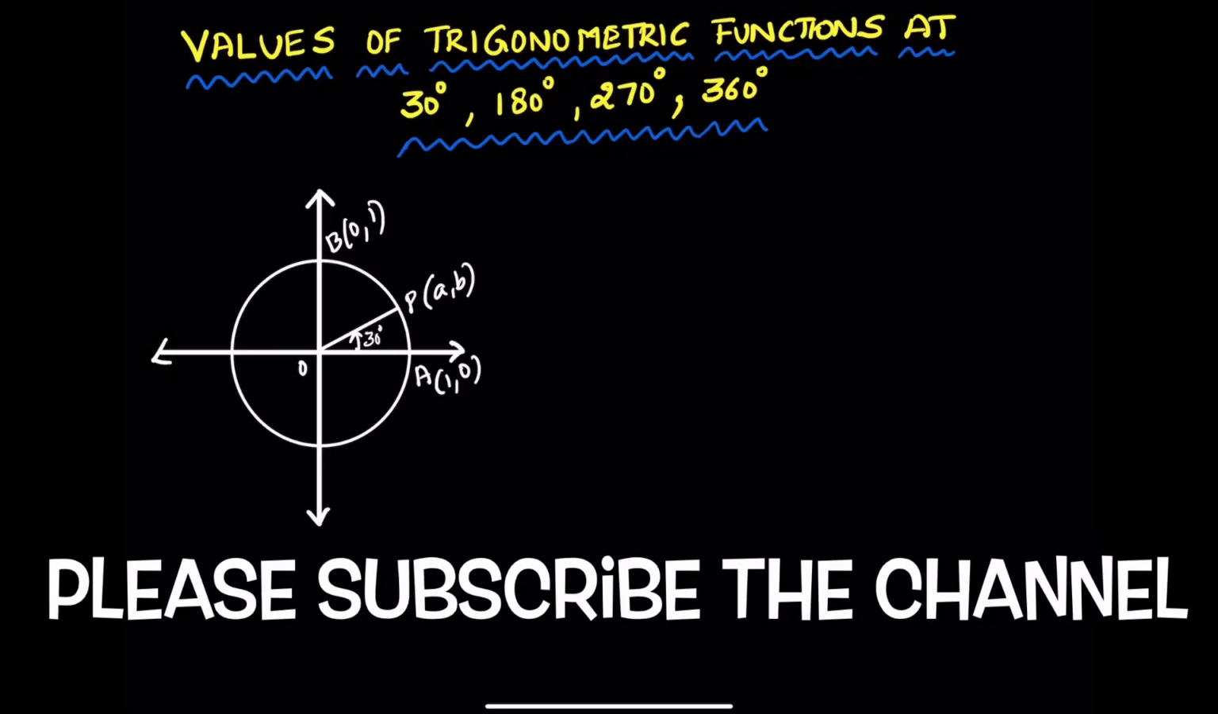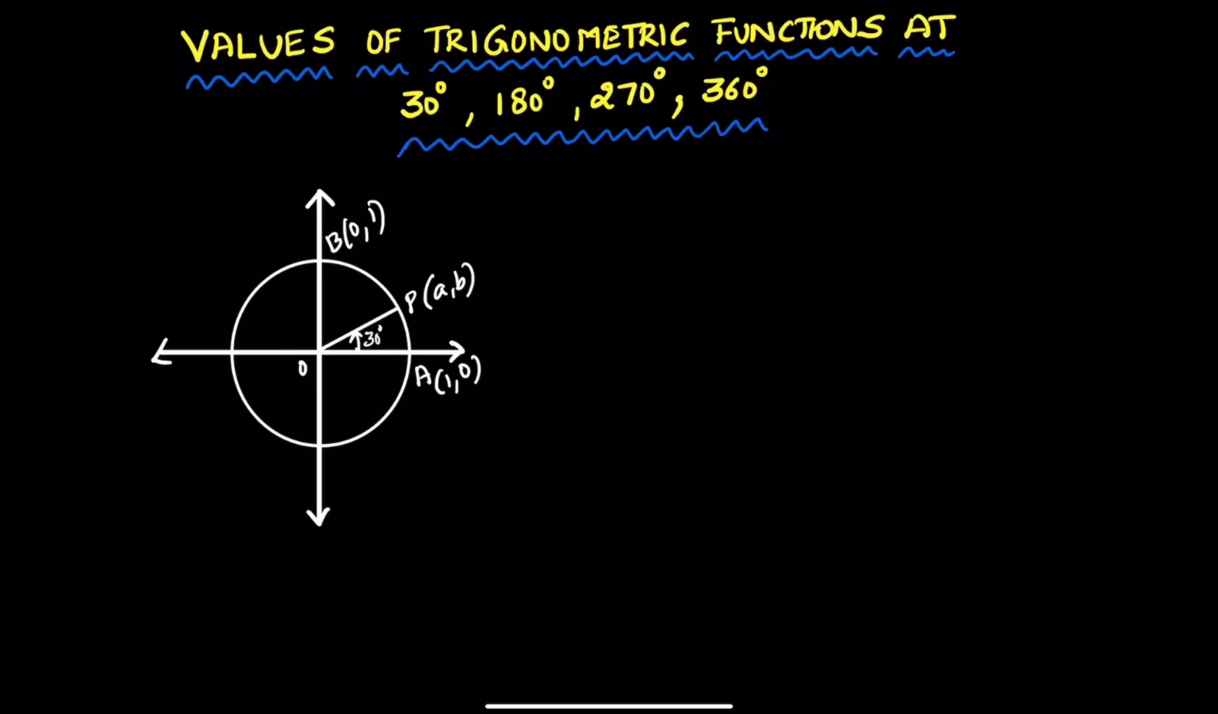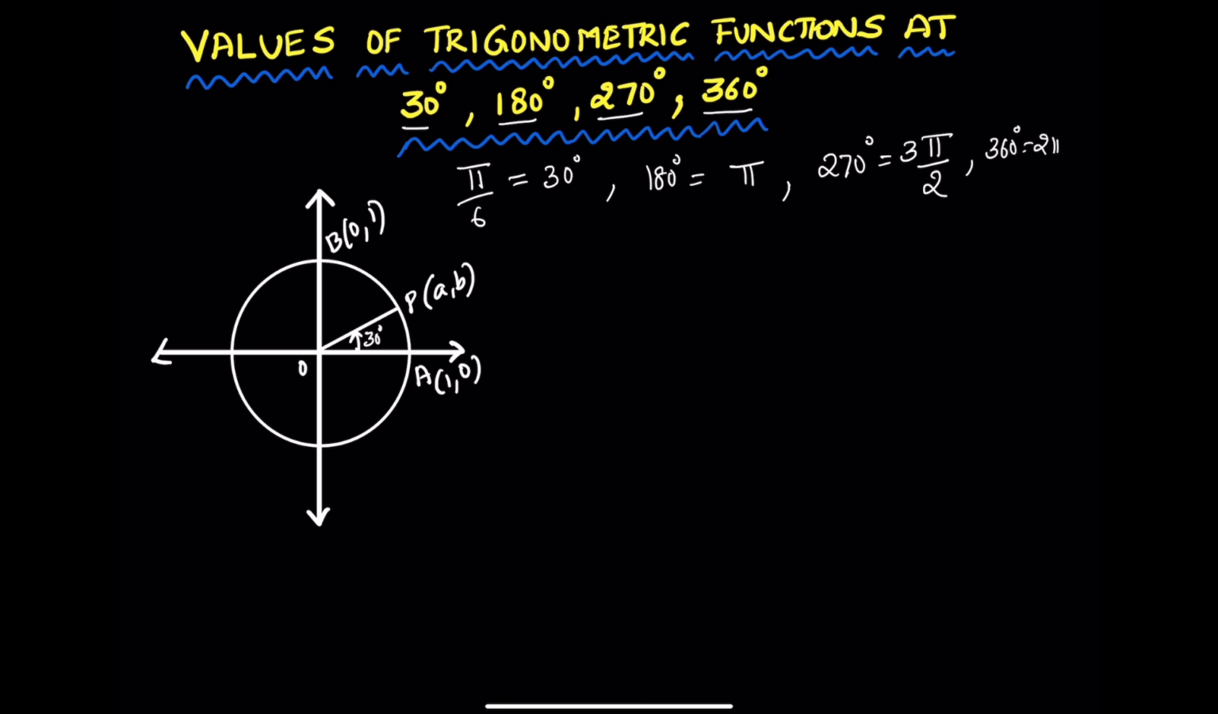In this video, we will try to understand how to find the values of trigonometric functions at 30 degrees, 180, 270 and 360. So 30 can also be written as pi by 6, and 180 is pi, sorry for that, and 270 is 3 times pi by 2 and 360 is 2 pi. So let's try to find the trigonometric functions at 30 degrees.